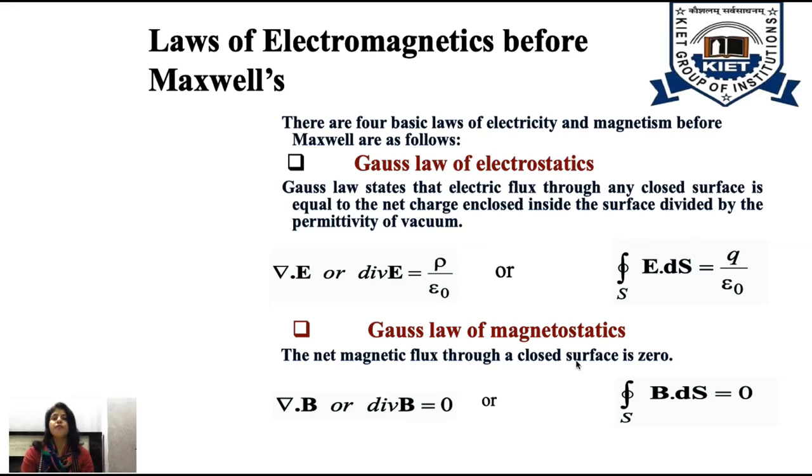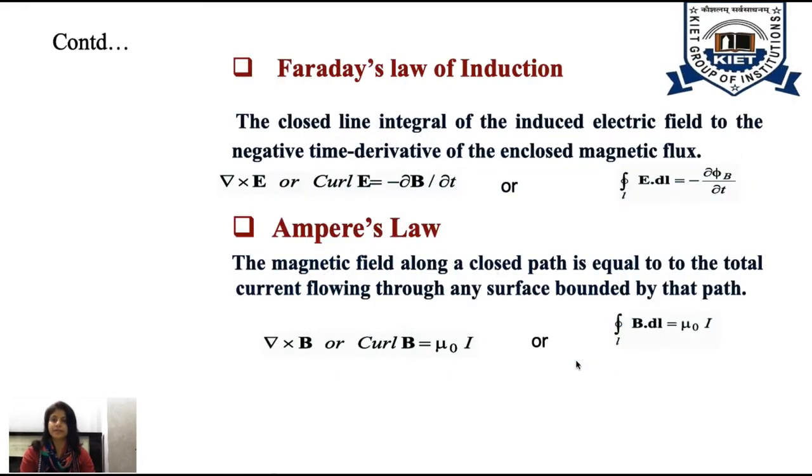Next law is Gauss law of magnetostatics, which states that the net magnetic flux through any closed surface is 0. The magnetic flux surface integration of B dot ds is equal to 0, which indicates that monopole cannot exist. If we take a small part of magnet, it includes north and south poles. Magnetic field lines make closed loops. Therefore, the net magnetic flux surface integration B dot ds should be equal to 0. So, Gauss law of magnetostatics says that surface integration of B dot ds is equal to 0. That is, monopole cannot exist.